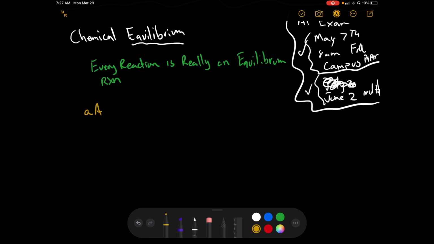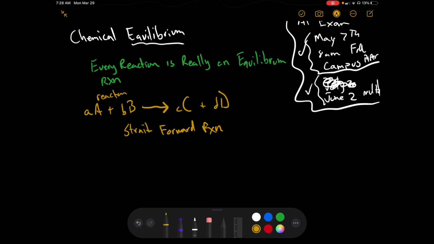A plus B yields, right? Yields C, and then plus D. Now, this is an overgeneralized reaction, but we know this as a simple forward reaction, right? Where the reactants are producing the products.